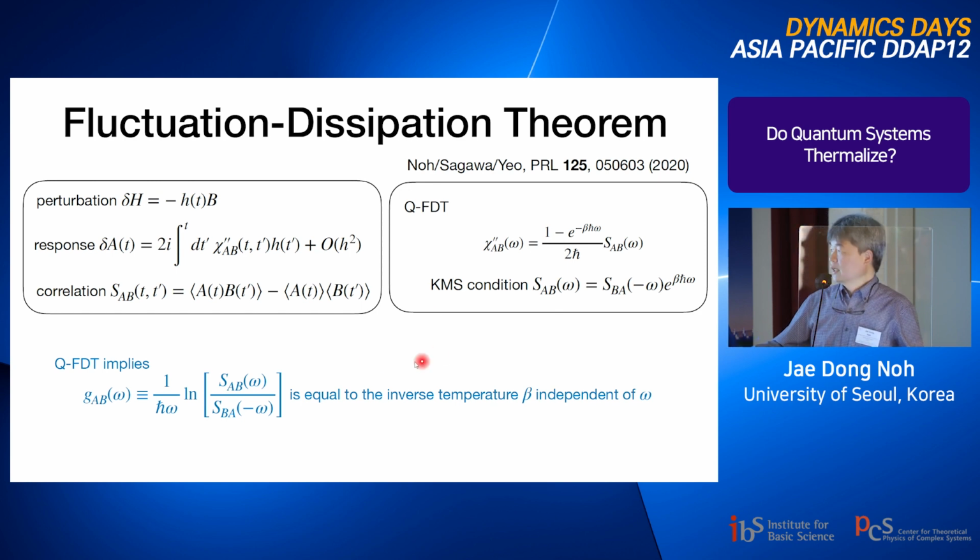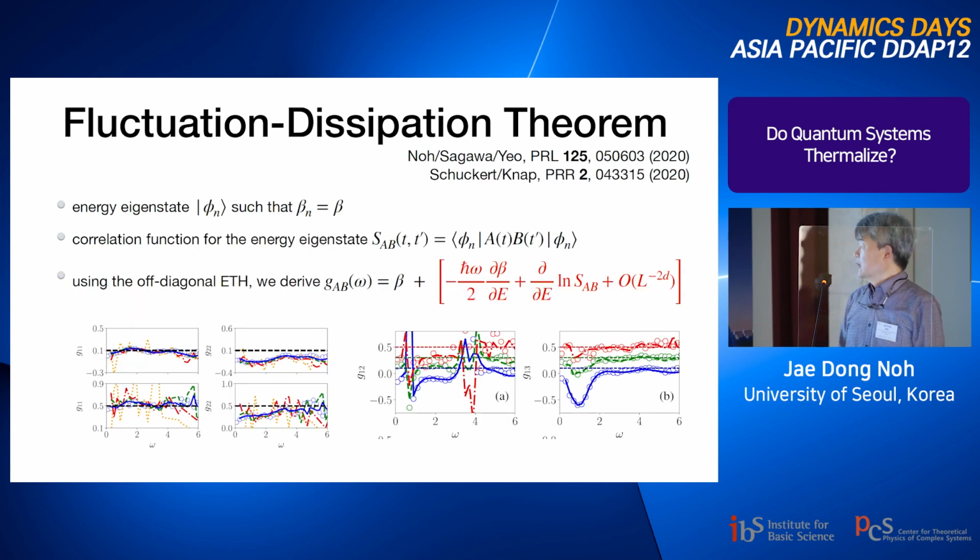For example, if you take the ratio of these two quantities, take the logarithm, and divide by h bar omega, then this quantity should be independent of omega, and this value should be the temperature. So if you measure this quantity and plot it, and there is no omega dependence, that's the sign of thermalization. But if it has an omega dependence, this is an indication of a non-equilibrium situation of your system.